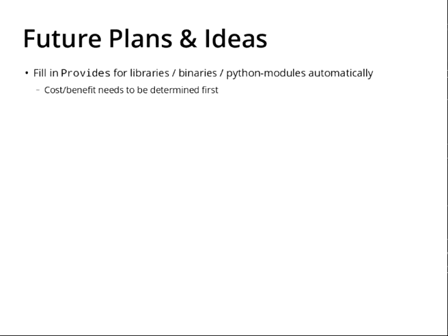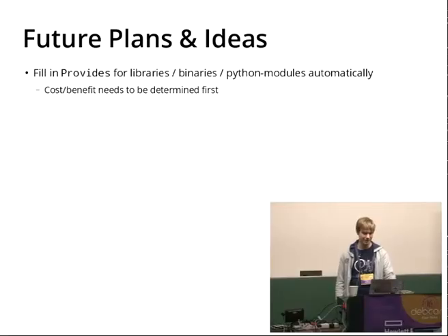So, which brings me to future plans and ideas I have for this project and the upstream generator in particular. One of these is to fill in the provides entry for libraries and binaries and Python modules automatically. One reason for that is that tools like pip, for example, could automatically download the Debian package if there's an equivalent version in the archive instead of using the bundled version.